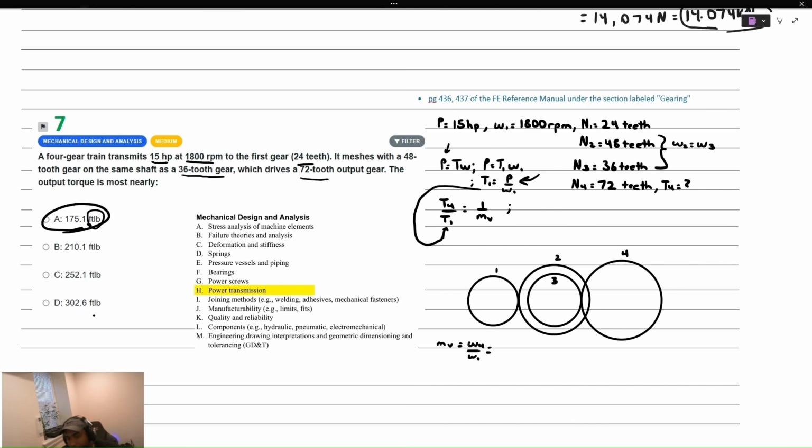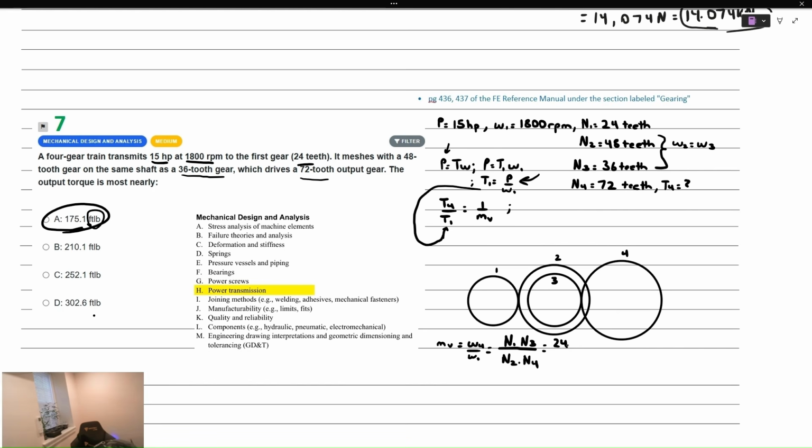There's a super simple way to find this. All we do is take the product of the number of teeth of the driving gears to the number of teeth of the driven gears. So let's focus on the driving gears first. Gear 1 is driving gear number 2. Gear 3 is driving gear number 4. Those are the driving gears. The driven gears are the ones being driven by the driving gears. So gear 2 and gear 4. And we can plug in over here.